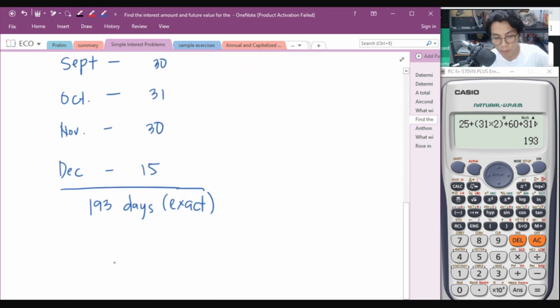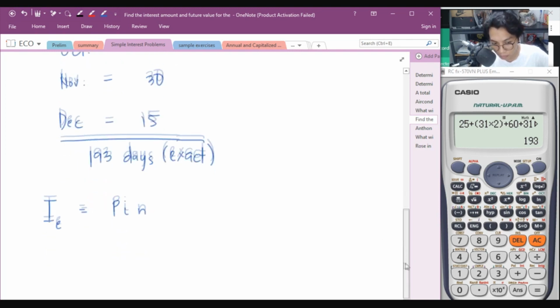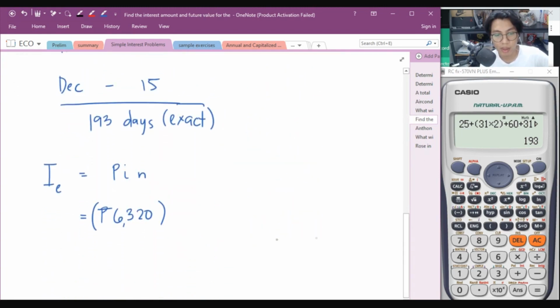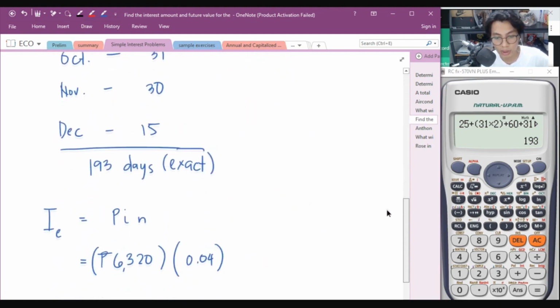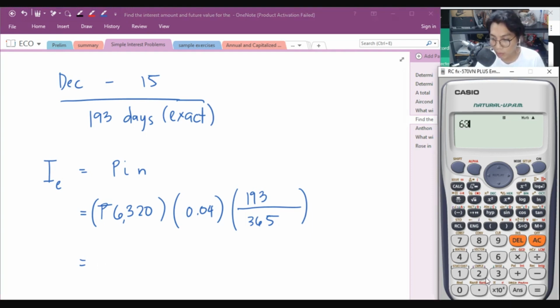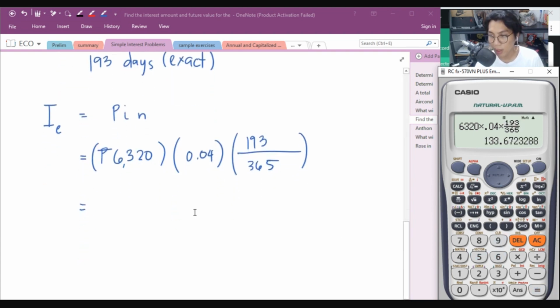We first have to look for the interest, the interest value for exact. That is I equals P R T. The principal is 6,320 pesos, if my memory serves me correctly. Yes, 6,320, correct. And the interest rate is 0.04, or 4%. Since it is not a leap year, it is divided by 365 days. And the number of days you got is 193, because this is exact interest. So the value will be 6,320 multiplied by 0.04 times 193 divided by 365. The answer is 133 pesos.